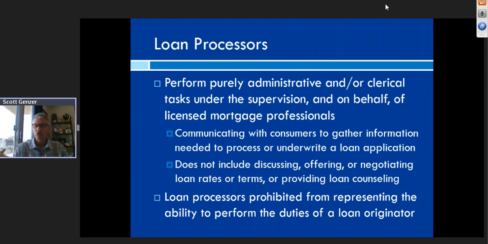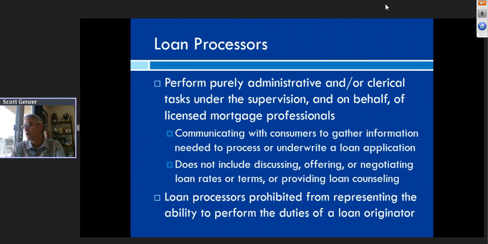So structuring a loan, giving advice on a loan, or talking rates, terms, and fees, not allowed to do if they're not licensed, all right? They're also prohibited from representing that they can do any of those duties if they're not licensed. A little caveat to that is, state of Kentucky, they have to be licensed.